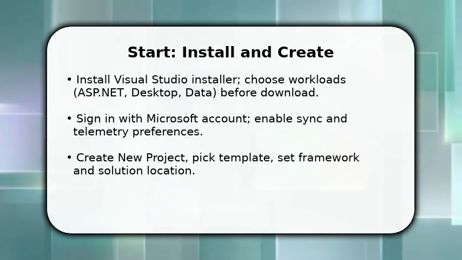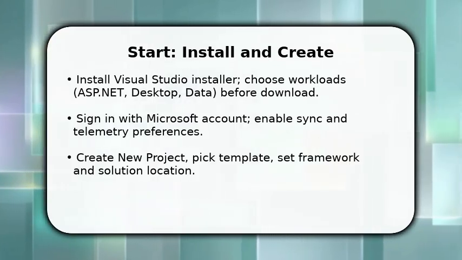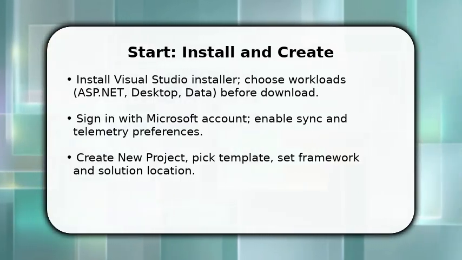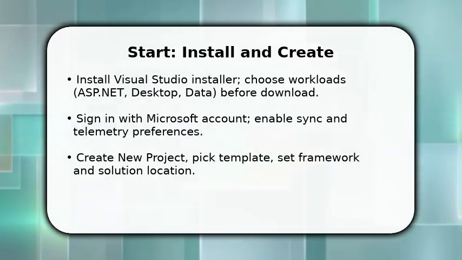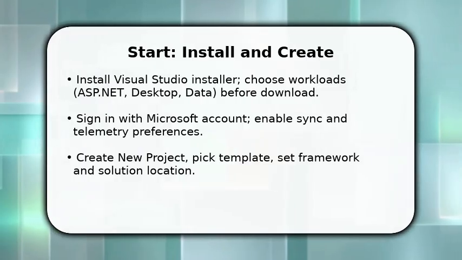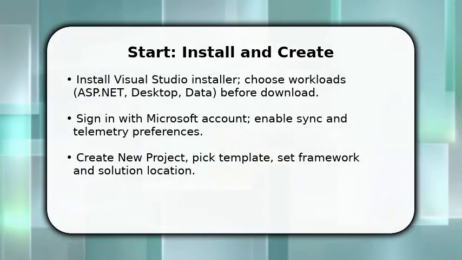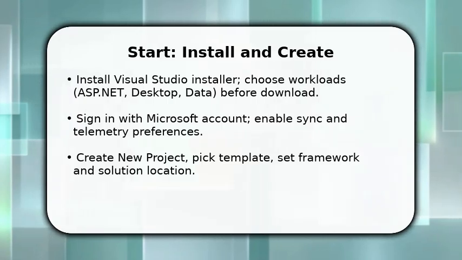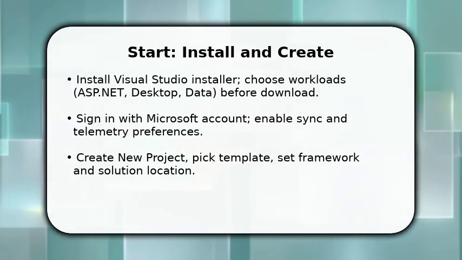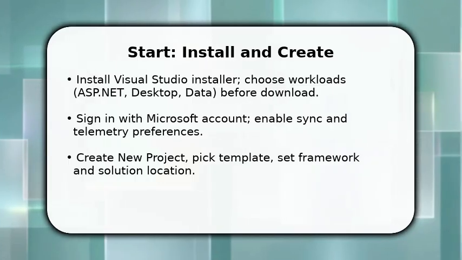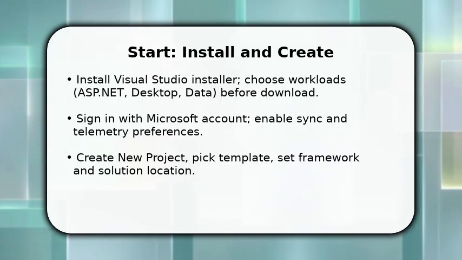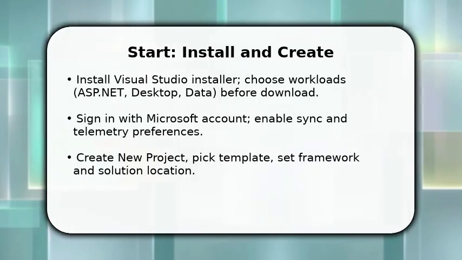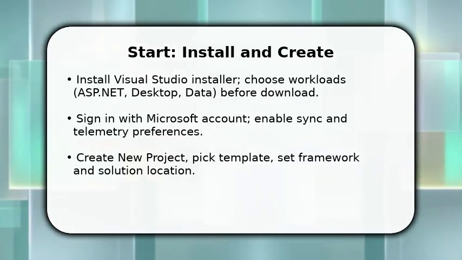You'll begin by installing Visual Studio and selecting only the workloads you need. This saves time later. Once the installer finishes, sign in with your Microsoft account so settings and licenses sync. Next, create a new project. Pick a template, choose the target framework, and name the solution. Make sure to set a clear folder path and Git initialization option if you want version control. These first steps get your environment consistent and ready for coding immediately.